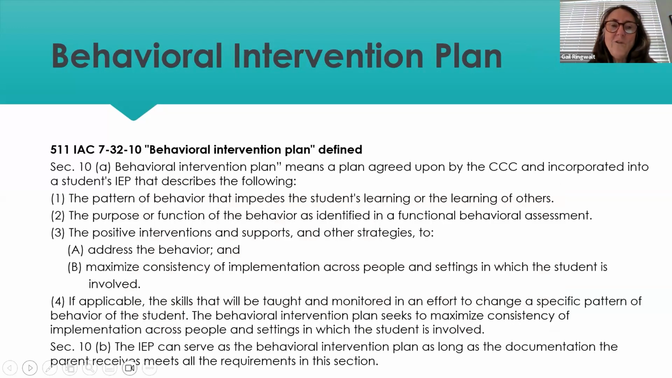Again, for all of those of you that love Article 7, here is the Article 7 Behavior Intervention Plan defined. It's going to be in the case conference. It's committee devised. I'm not going to read this to you because everybody can read it themselves. The biggest piece is that we're maximizing consistency of implementation of this plan across people and settings in which the student is involved. That's usually where the plan falls apart, because all the people that need to know don't typically know about the plan or what their role in the plan is. So that consistency is an important piece.